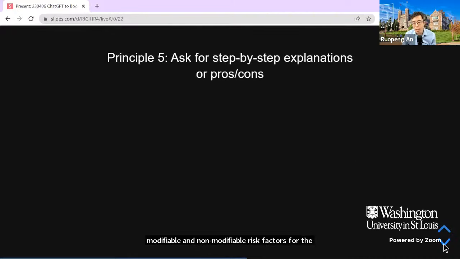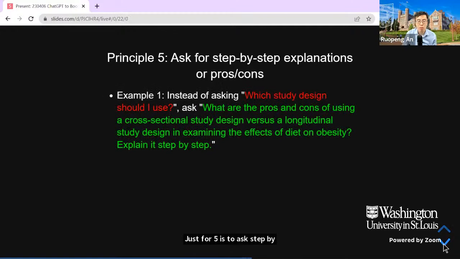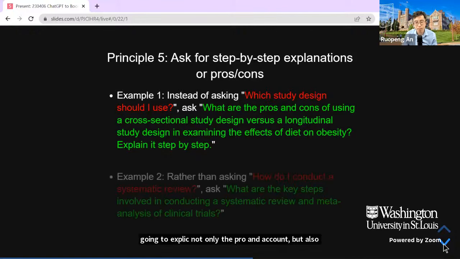Principle 5 is to ask for step-by-step explanations or pros and cons, which is very important and very commonly applied in prompt engineering. So instead of asking which study design should I use, it's much better to ask the question, what are the pros and cons of using a cross-sectional study design versus a longitudinal study design in examining the effects of diet on obesity? And you can also add, please explain this step by step, so that the machine is going to explain not only the pros and cons, but also how it derives such evidence.